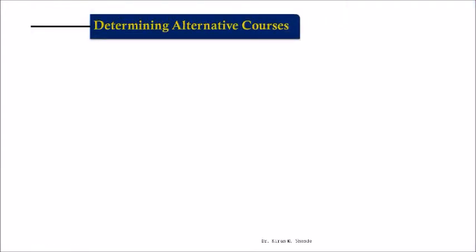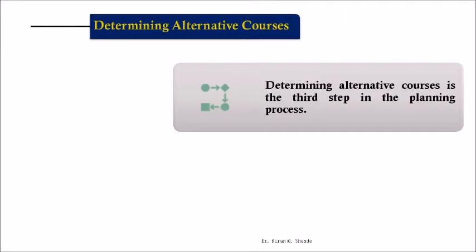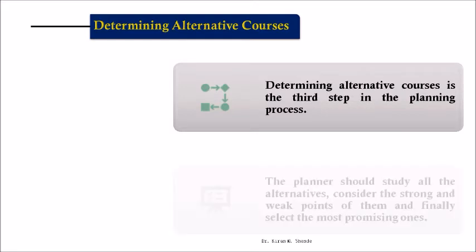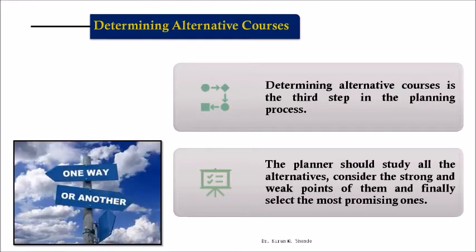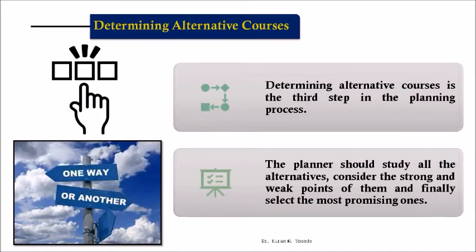The third step in the planning process, determining alternative courses. So basically, this is the third step. The planner should study all the alternatives first, that is plan A, B, C. Consider the strong and weak points of them and finally select the most promising one. So the planner should always have various alternatives, study them correctly and then select the best one of all the selected alternatives.